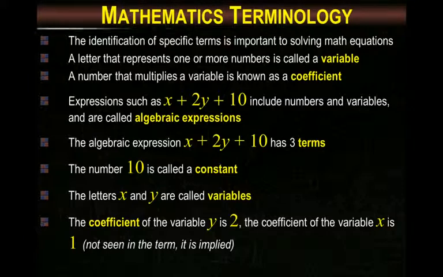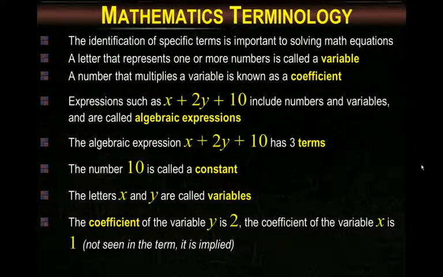Okay. When you combine these things together, variables and numbers and stuff, we often have what's called an algebraic expression. Okay? So this is an expression. x plus 2y plus 10 is called an expression. Okay? In the expression x plus 2y plus 10, we have 3 terms. Okay? So let's be clear about the difference. A term is part of the expression.